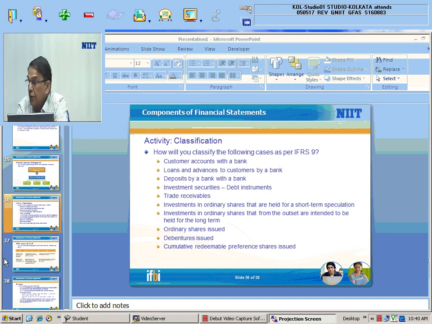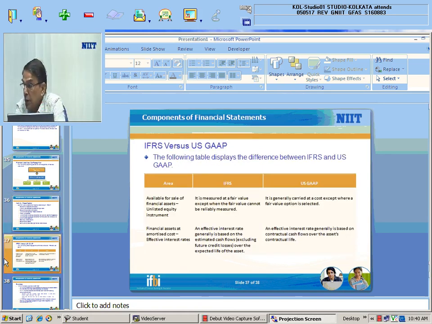So now we look at the difference between IFRS and US GAAP so far as financial instruments are concerned. One area is the available for sale financial assets, like unlisted equity instruments. This is one category under IAS 39, available for sale investments. Under IFRS, they will be measured at fair value except when the fair value cannot be reliably measured.